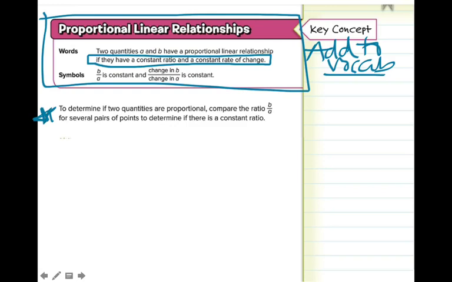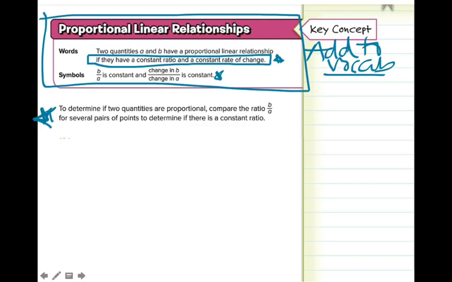Okay. Here's another piece of important information. To determine if two quantities are proportional, compare the ratio B over A for several pairs of points to determine if there's a constant ratio. We're going to take a look at a couple examples. So definitely copy these two pieces of information down.